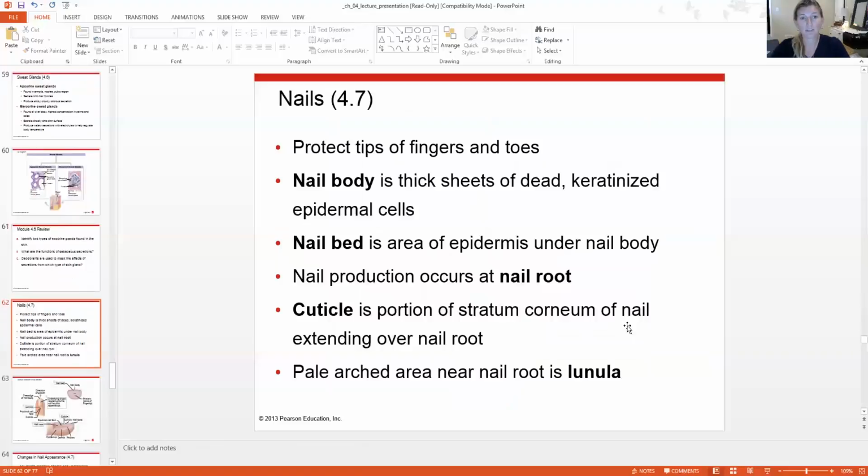Finally, we get to nails. They're basically there to protect our fingertips and toes. There's a nail body. That's the main part of the nail. The nail bed is the epidermis underneath the nail body. And there's a nail root, which is where the nail is produced. The cuticle is the part of the stratum corneum that wraps around the nail root. And then there's that little arched half moon structure at the base of all of our nails. Can't really see them on mine because I've got fake nails right now. But it's called the lunula. Kind of a cool name.